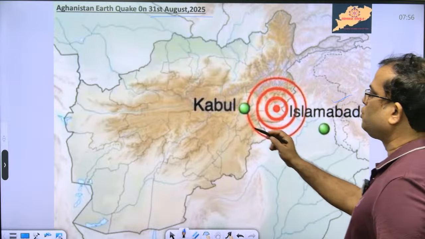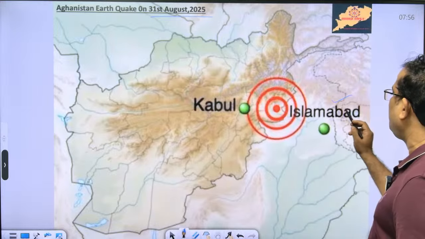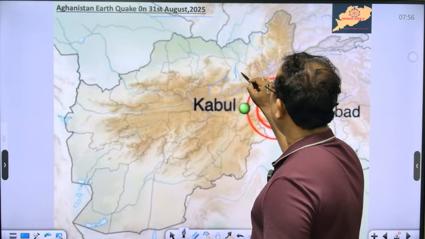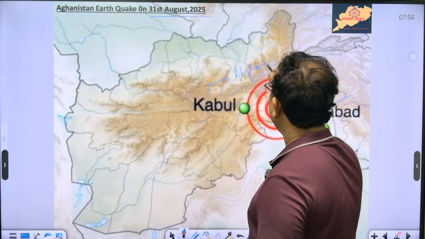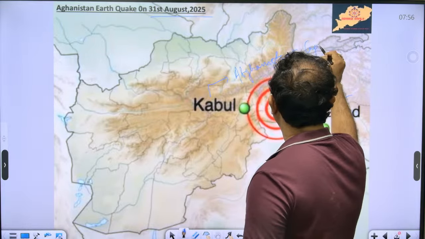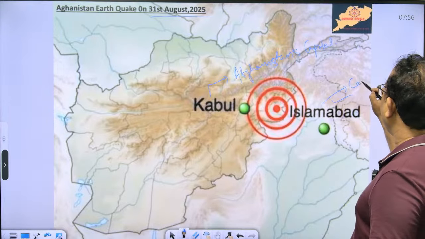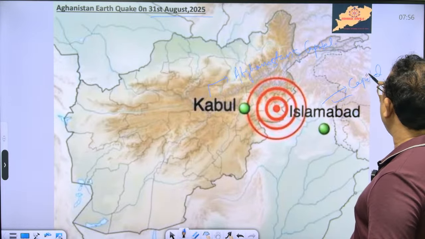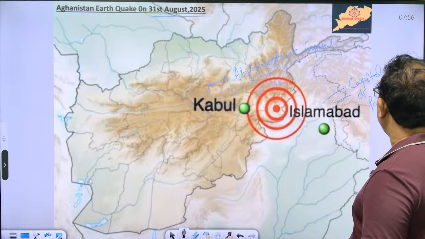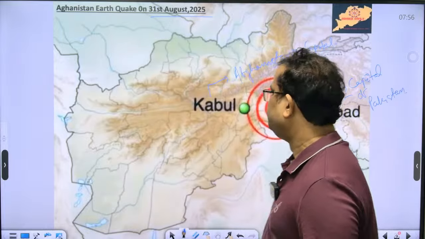Again, Islamabad. From this map you can see this is your Kabul and Islamabad, right? Kabul is the capital of Afghanistan. This is your Afghanistan, okay, Afghanistan's capital. And this is your Islamabad. Islamabad is the capital of Pakistan, right? This is the capital of your Pakistan.